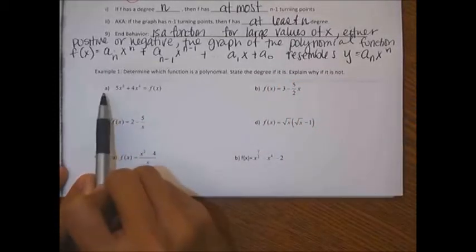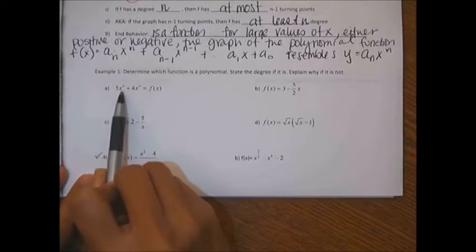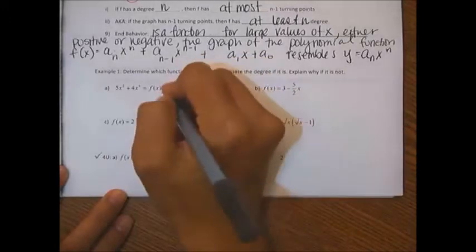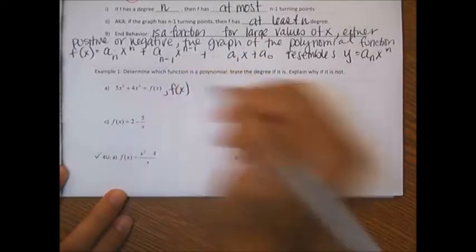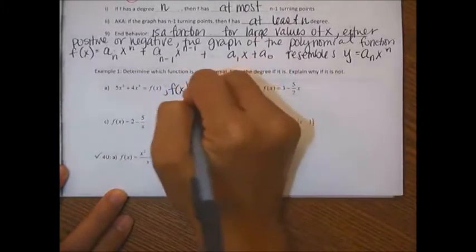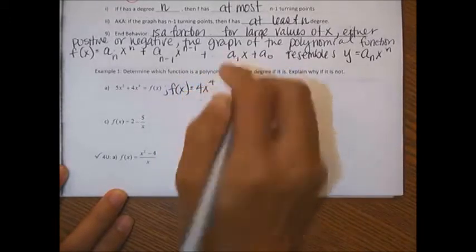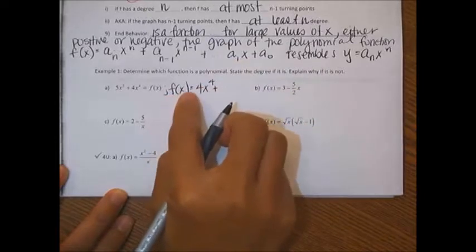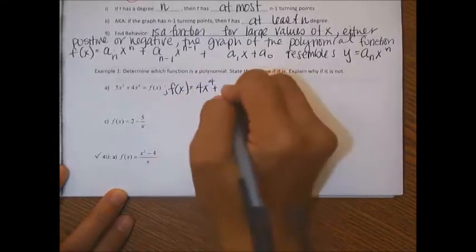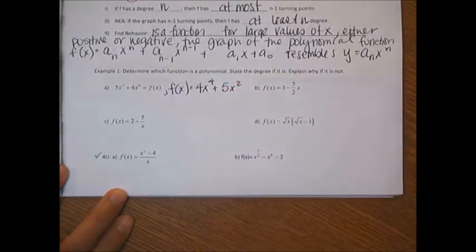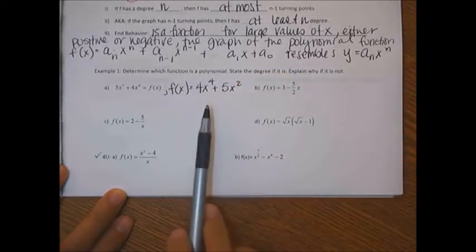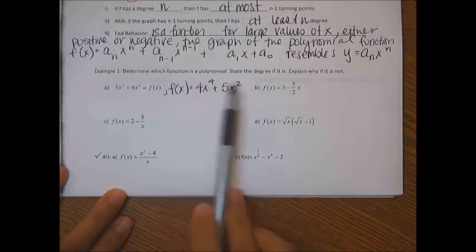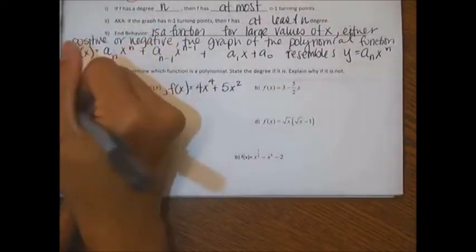So, A, f of x equals 5x squared plus 4x to the 4th. What I'm going to do is rewrite this in descending order, and I encourage you to do so with every single function that you see. Okay, that means the highest exponent goes first. So I'm going to rewrite it, f of x equals 4x to the 4th plus 5x squared. It is a polynomial because the exponents are all positive integers. So we're going to say yes.